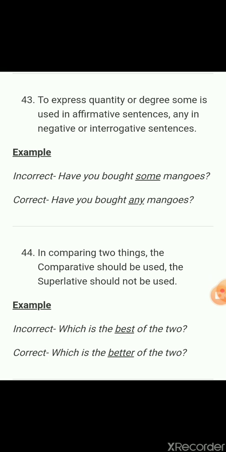Rule number 44: in comparing two things, the comparative should be used, the superlative should not be used. When we are comparing between two, then only and only the comparative degree, never the superlative. Look at the example. Which is the best of the two? Two we are talking about, means the difference between two. Which is the best one? So that is wrong. Which is the better of the two? When we are talking about two specifically, then always the comparative degree. But when we are talking about more than two, then simply the superlative degree.